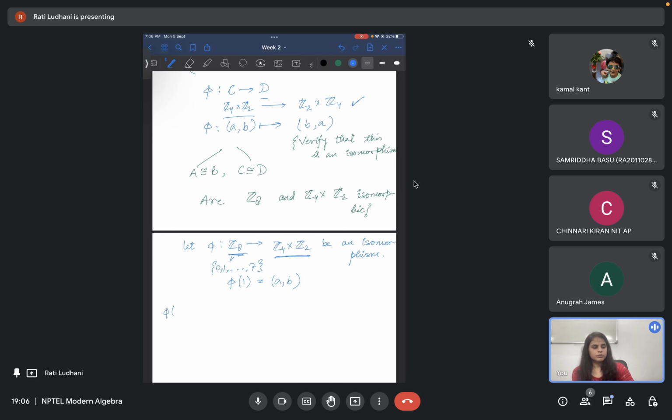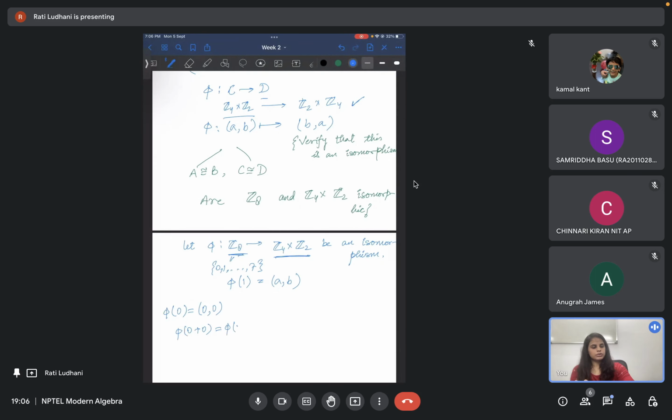Okay, can you tell me where 0 will go? 0 is the identity here. Where will it go? Yeah, (0, 0). Exactly. So in a homomorphism, this is always true: identity will map to identity. You can actually prove it if you need.